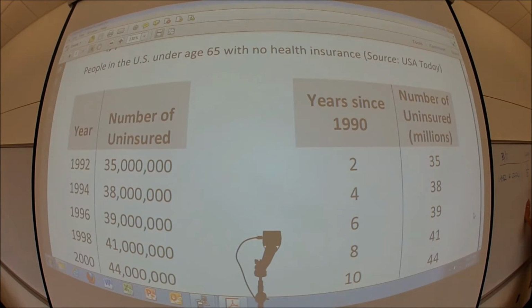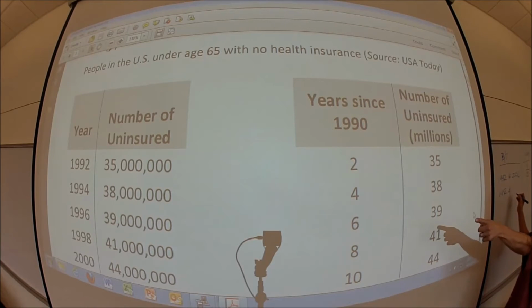Millions uninsured per year. Now 9 over 8, let's make this easier to think about. That's 1 and an eighth, and an eighth is 12 and a half. So that's 1.125 per 1. So pretty much every year, you're picking up about 1 and 1/8 million more people that are becoming uninsured.